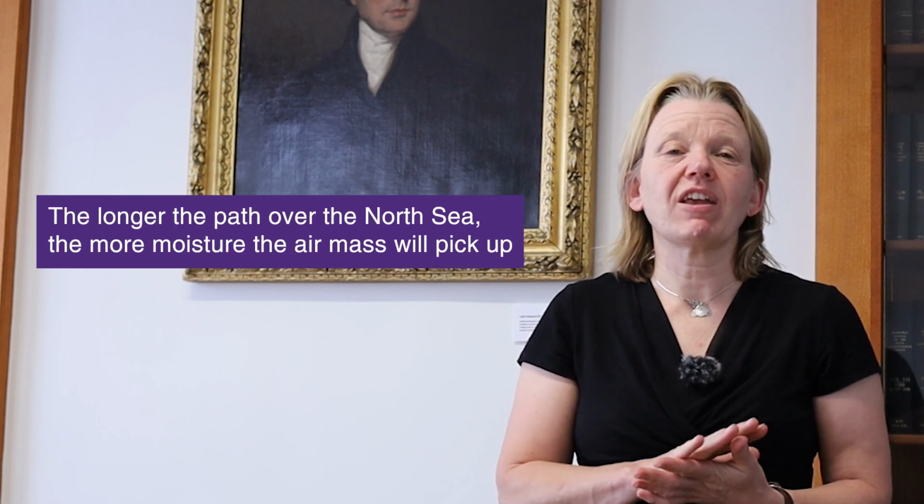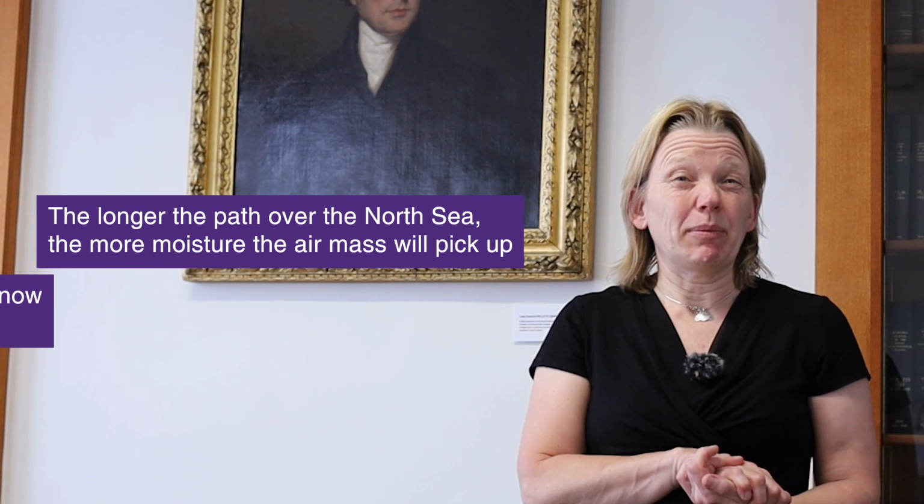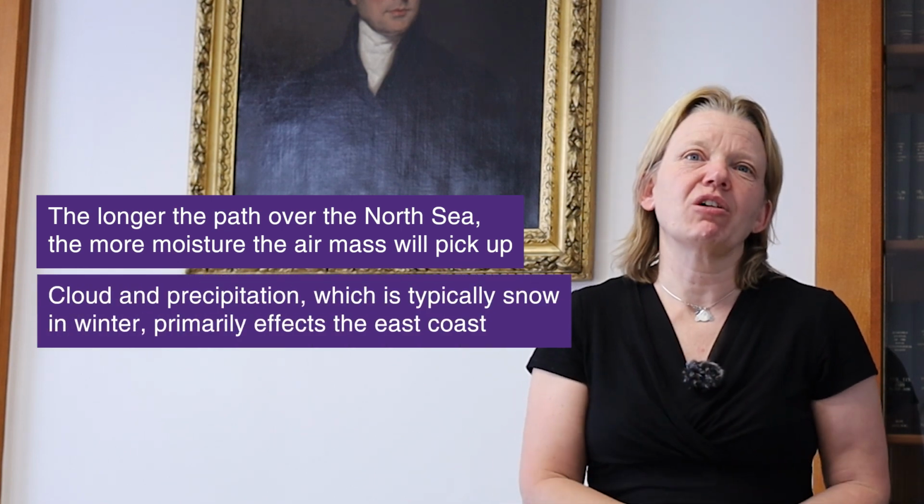The UK is a set of islands though, and to reach us, the air must pass over the North Sea, picking up water vapour as it does. The longer the path the air takes as it crosses the North Sea, the more moisture it will accumulate. The cloud and precipitation, which is typically snow in winter, it brings therefore primarily affect the east coast.